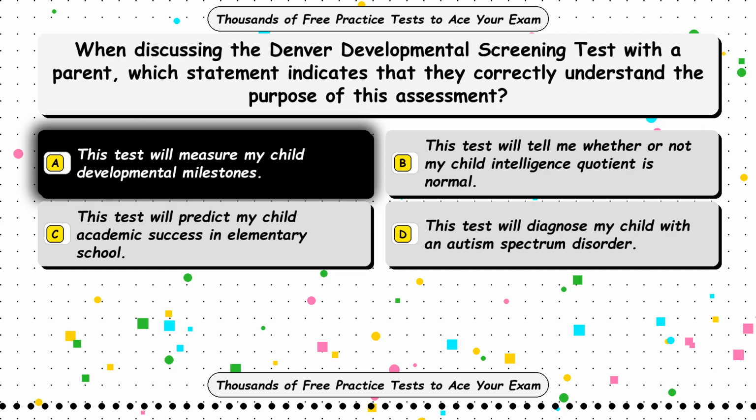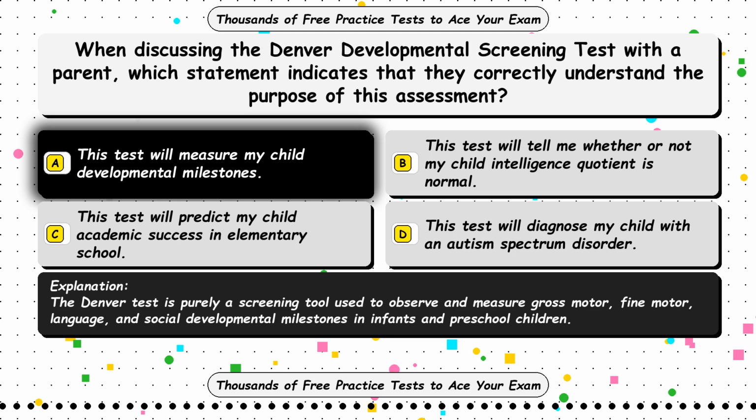The correct answer is option A. This test will measure my child's developmental milestones. The Denver test is purely a screening tool used to observe and measure gross motor, fine motor, language, and social developmental milestones in infants and preschool children.